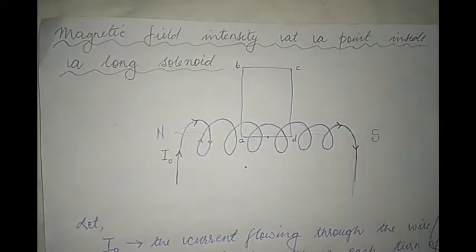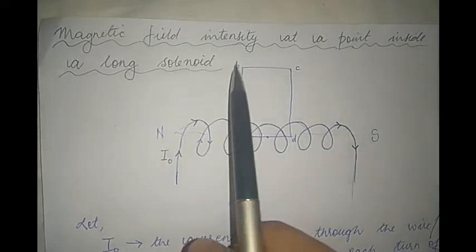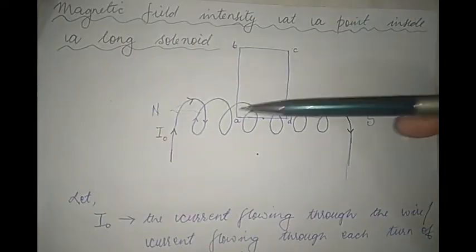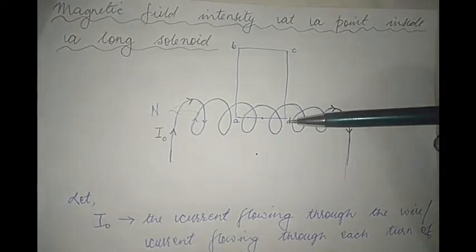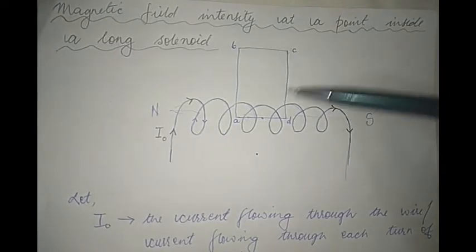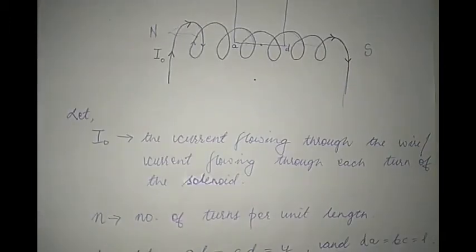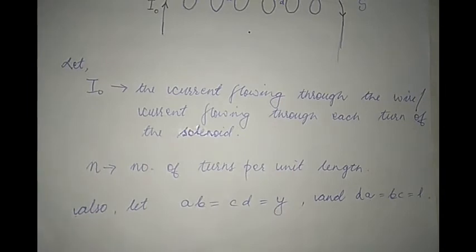And the closed loop we consider is this rectangular loop ABCD. As you can see, the rectangular loop is passing through the point where we are required to calculate our magnetic field intensity. Also, let us suppose that the length AB or CD of the rectangular loop is Y, and the breadth BC or AD is equal to L. And that is exactly what I've written over here.